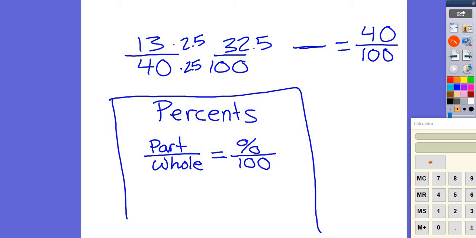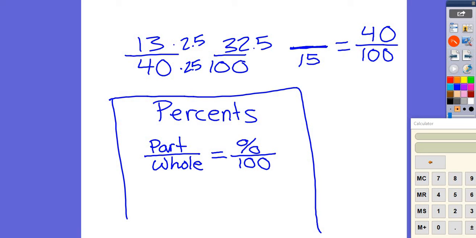Then it says he attempted 15 and made blank. So if he attempted 15, is that the part that he made, or is that the whole part that he shot? The whole part that he shot. So 15 needs to go on the bottom here. Now I can work on solving this.